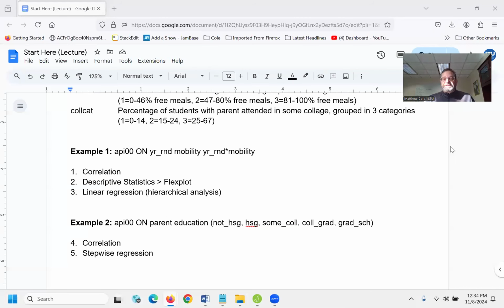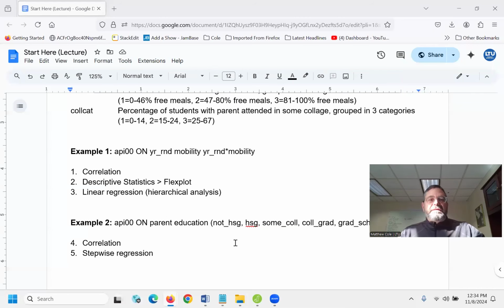All right, let's get started. And I'm going to write this down so I know what I'm doing here. We've got API on year-round, mobility, and then the interaction. Okay. Then we want to make sure that we start with correlation and then the flex plot and then we'll do the hierarchical. Okay. So here's JASP.